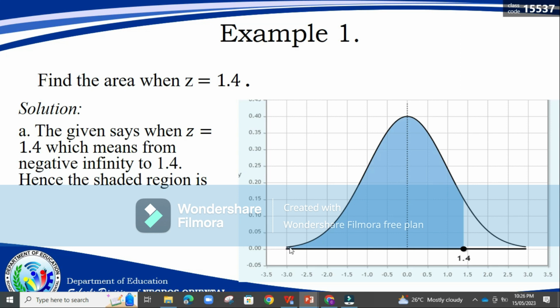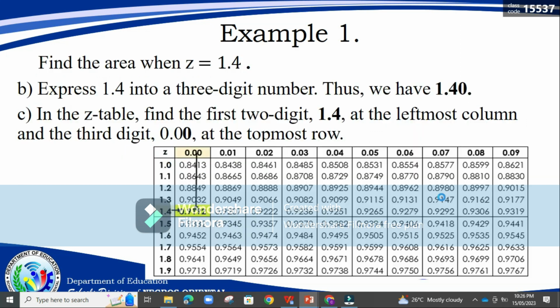It will never intersect, that's why we call it negative infinity. We don't know when it will end. It will just touch and touch the x-axis but will never intersect. So how are we going to solve this? Find the area when Z is equal to 1.4. This is how you're going to use the Z table.